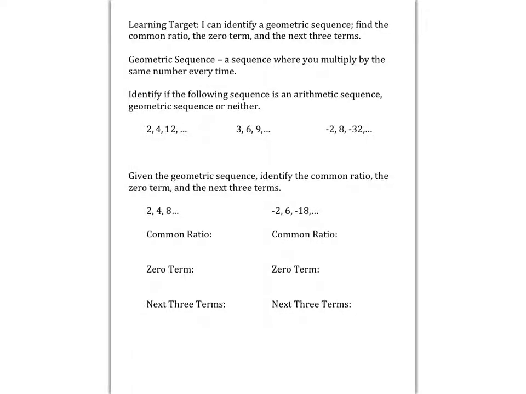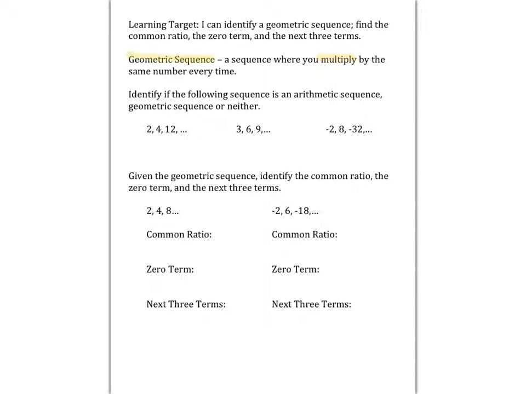Hello, and today's learning target is: I can identify a geometric sequence, find the common ratio, the zero term, and the next three terms. So let's talk about what a geometric sequence is. A geometric sequence is a sequence where you multiply by the same number every time. Similar to arithmetic sequences, there's a common pattern that we see, but this time it's not adding or subtracting, it's strictly multiplying. So I'm going to highlight that word as well.